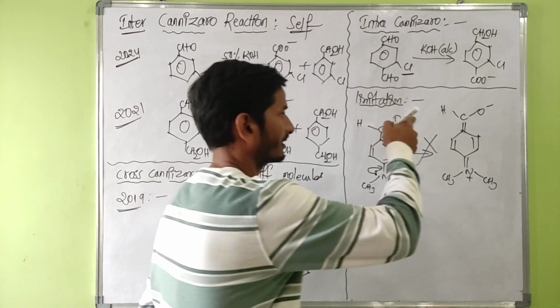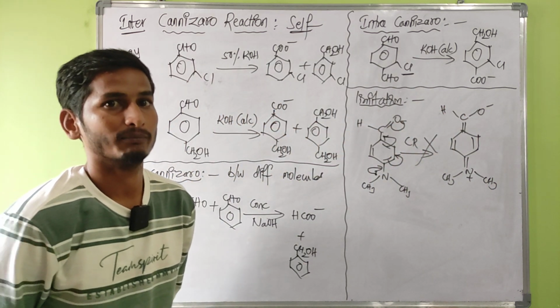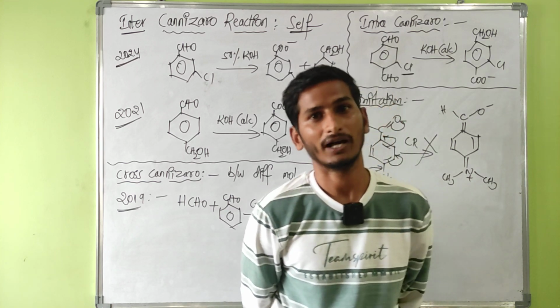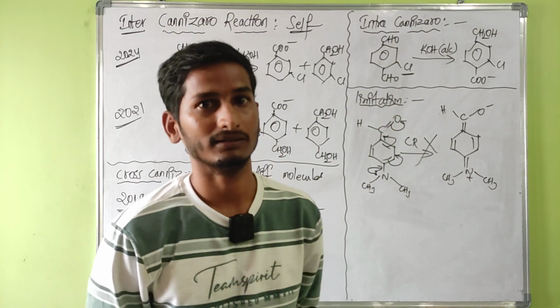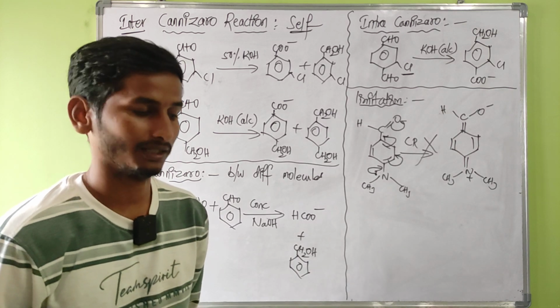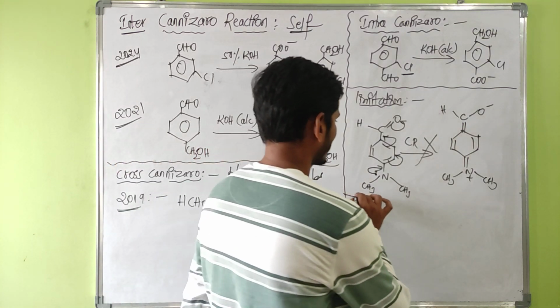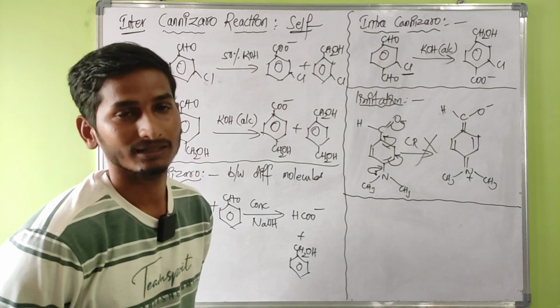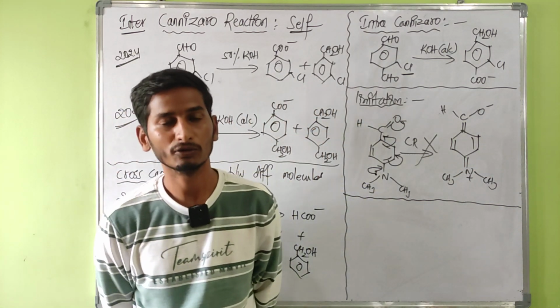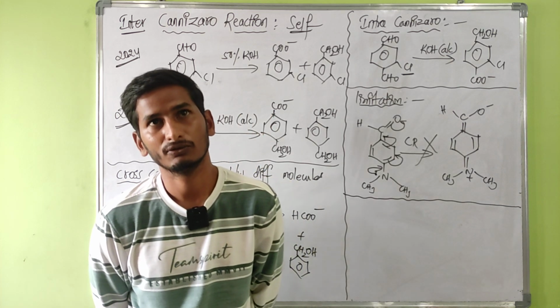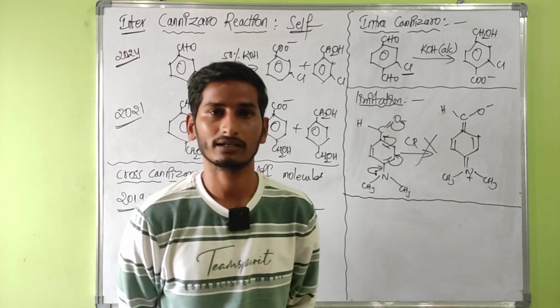So look at this. Here the carbon is getting a double bond. Here we don't have a positive charge on the carbon, and because of that the base cannot attack the carbon, so it does not give Cannizzaro reaction. Okay, so this is about self, cross, intra Cannizzaro and the limitation also. I hope you got the concept, and I hope you can do any question related to Cannizzaro reaction.